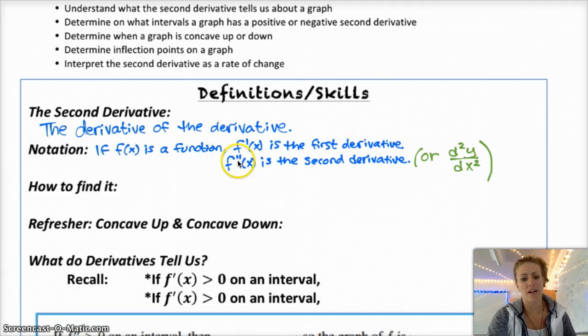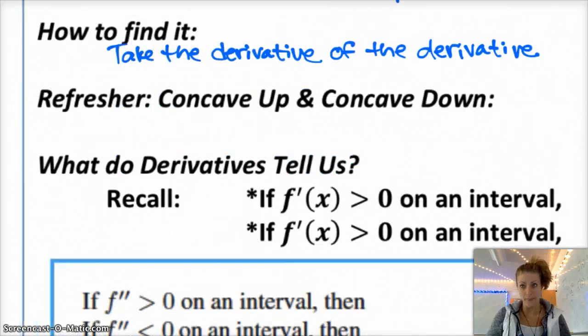Notice that the second derivative has two apostrophes, or has the squares. That's a good way to tell that it's the second derivative. And how to find it is you just take the derivative of the derivative. Simple enough.